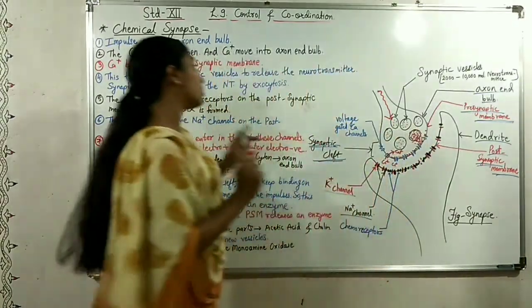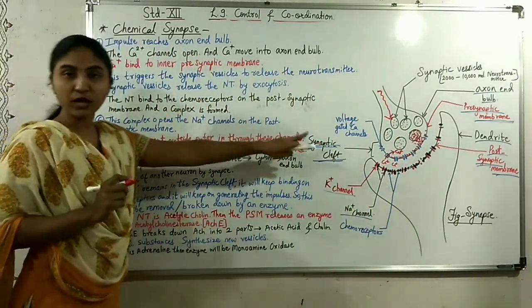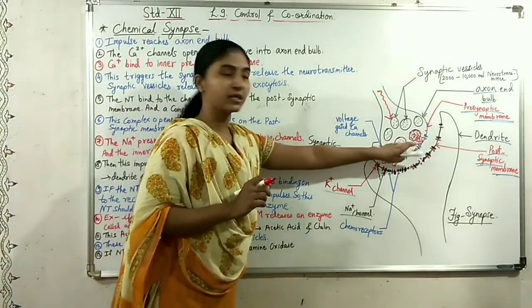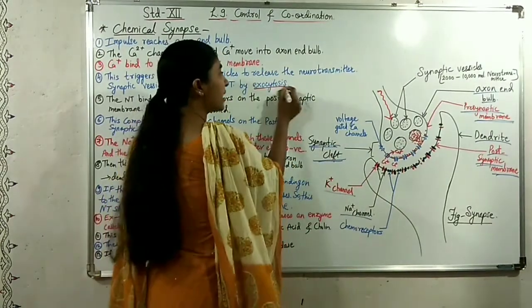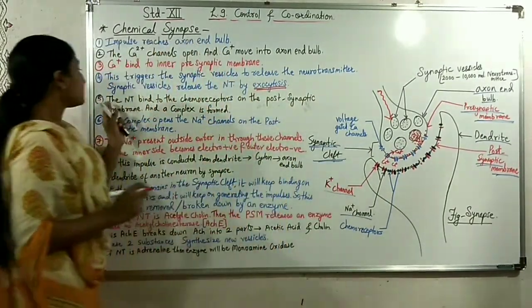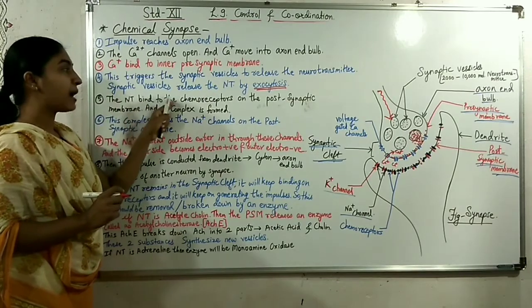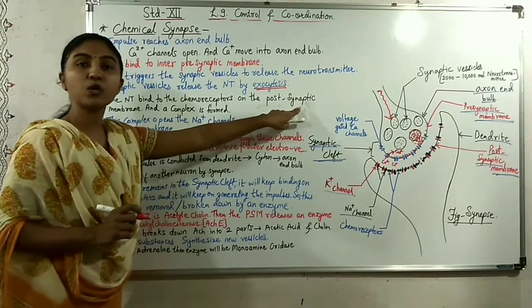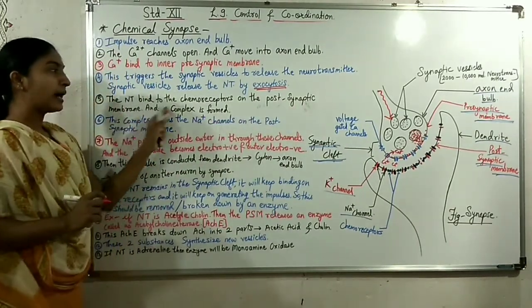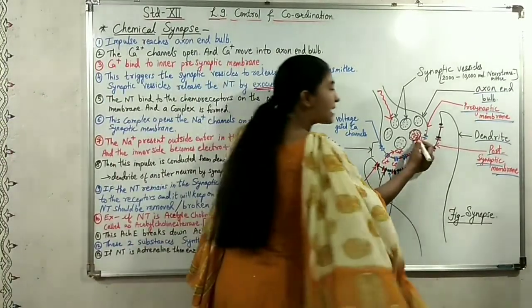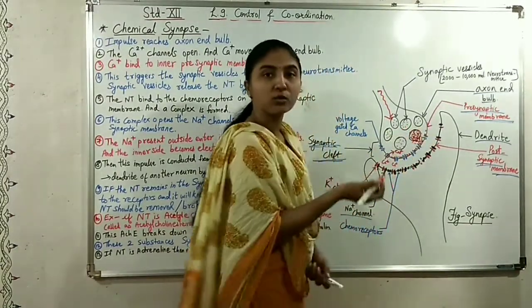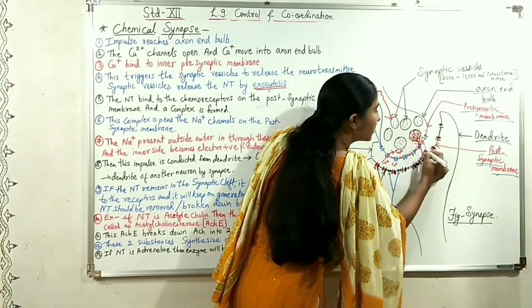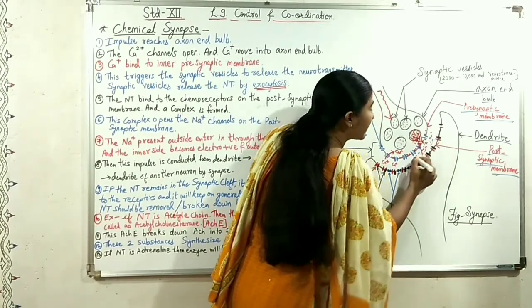The process by which the neurotransmitter is released is called exocytosis. The neurotransmitter then binds to the chemoreceptors or neuroreceptors on the postsynaptic membrane, and a complex is formed. These neurotransmitter molecules are released into the synaptic cleft.